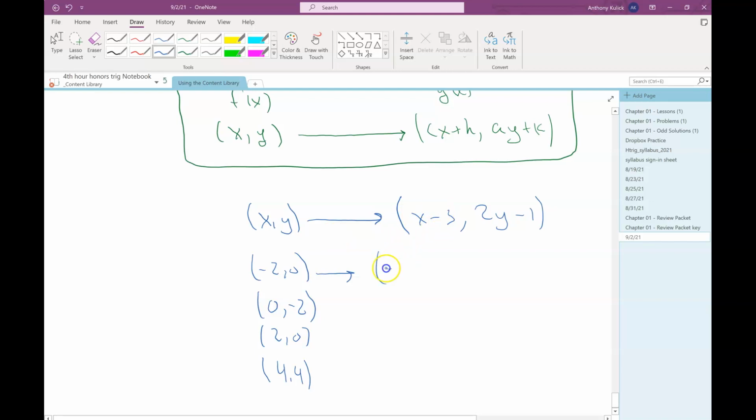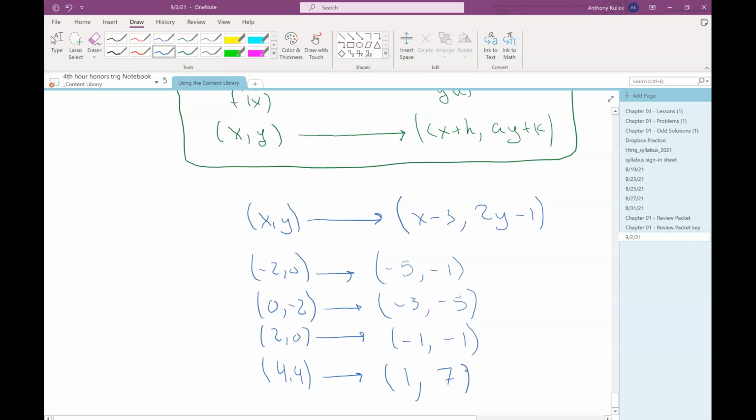So negative 2 minus 3 is negative 5. 2 times 0 minus 1 is negative 1. 0 minus 3 is negative 3. 2 times negative 2 minus 1 is negative 5. Next one, 2 minus 3 is negative 1. 2 times 0 minus 1 is negative 1. 4 minus 3 is 1. And then 2 times 4 minus 1 is 7. So there's my transformed points. Is everybody good with that?